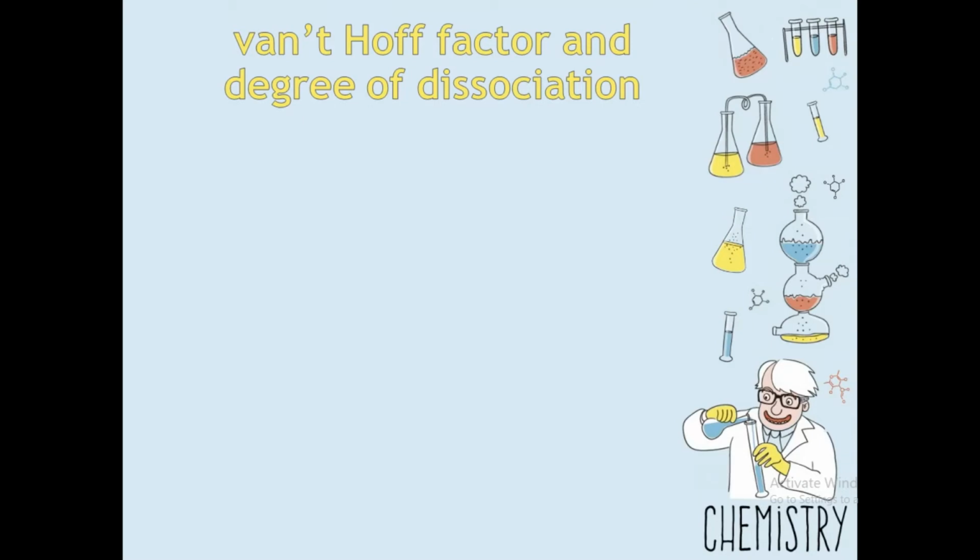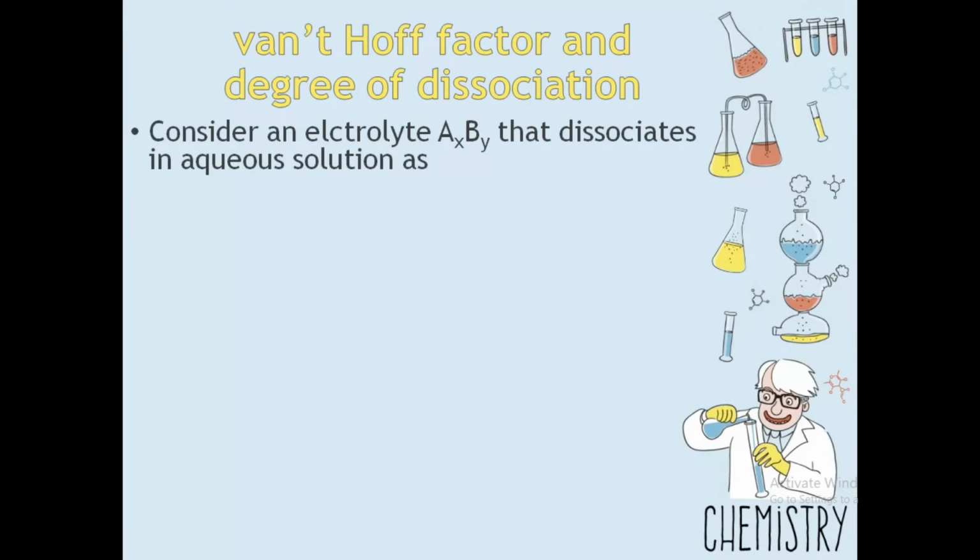So consider an electrolyte AxBy that dissociates in an aqueous solution. So the electrolyte AxBy dissociates to give x ions of A^y+, which is a cation, and y ions of B^z-, which is an anion. When dissolved, the molality of electrolyte is 1. This means that 1 mole of electrolyte AxBy is dissolved in 1 kg of solvent. So let alpha be the degree of dissociation.